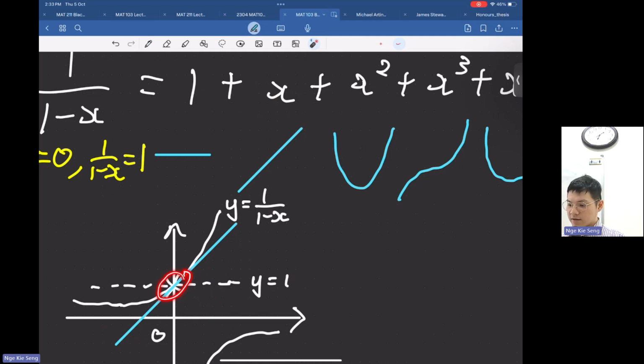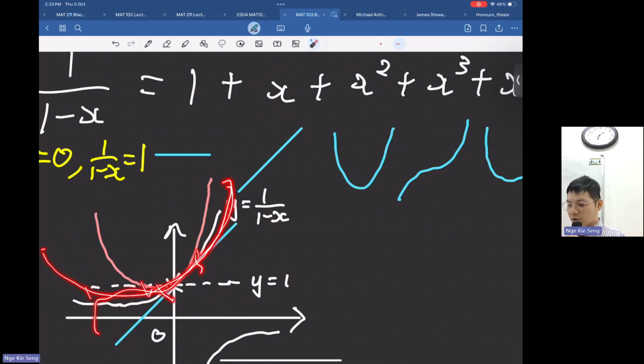Then if you add x squared, what happened? The curve will curve out, so maybe something like this. Then it will agree a little bit more than the previous one. And so on, you will add x cubed, and then x to the 4, x to the 5, and x to the 6 like this. You agree more and more and more.